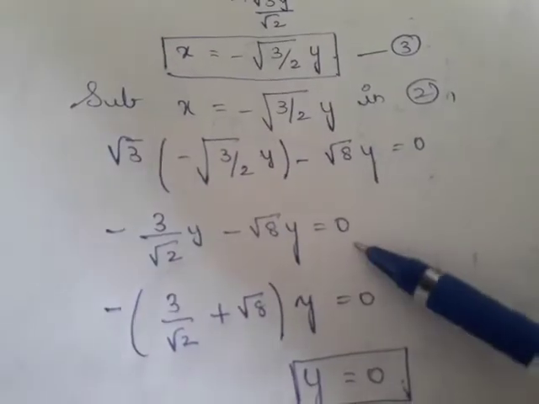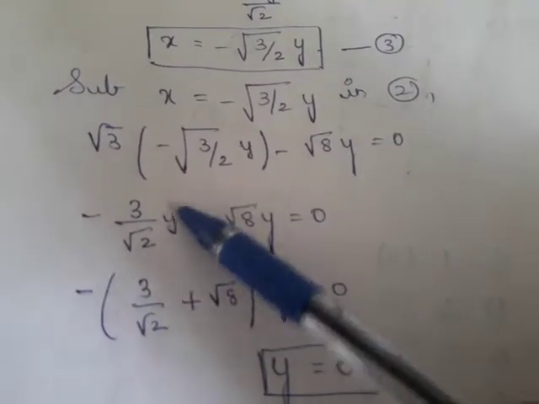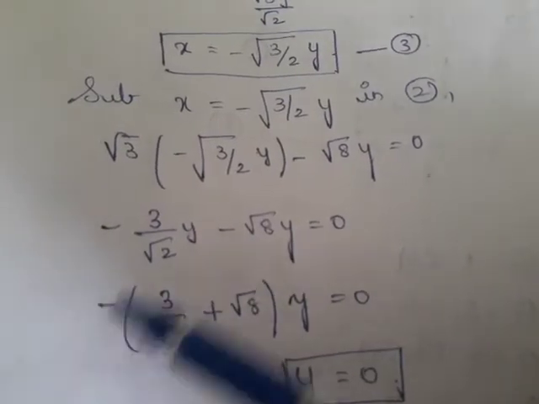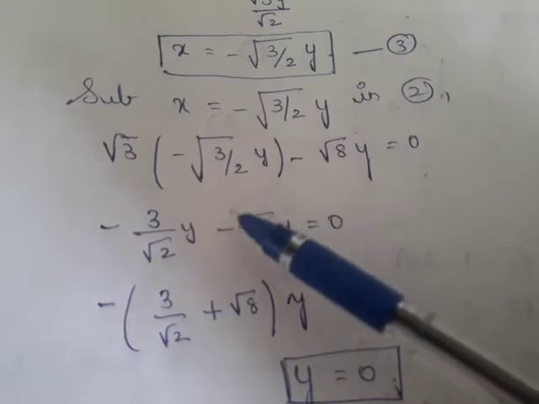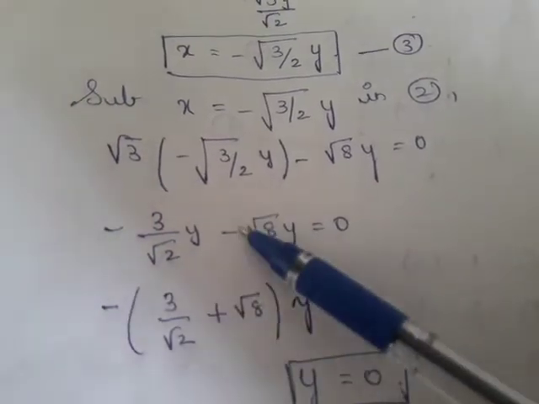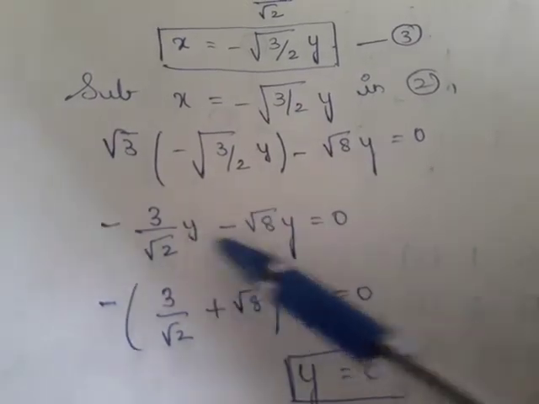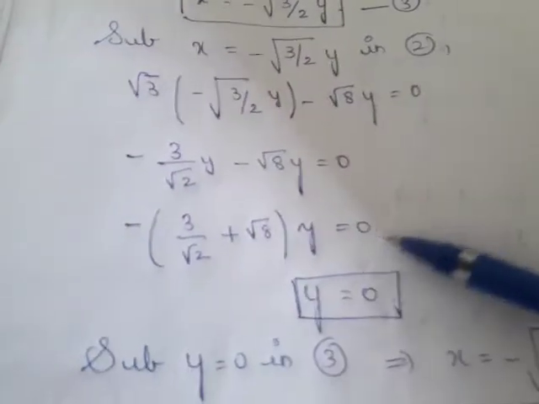Now after multiplying this, what am I going to do? I need only y. So take the common terms out. So I have taken minus 3 by root 2 as common, so this minus will become plus root 8 into y, because both the terms have y, equal to 0.